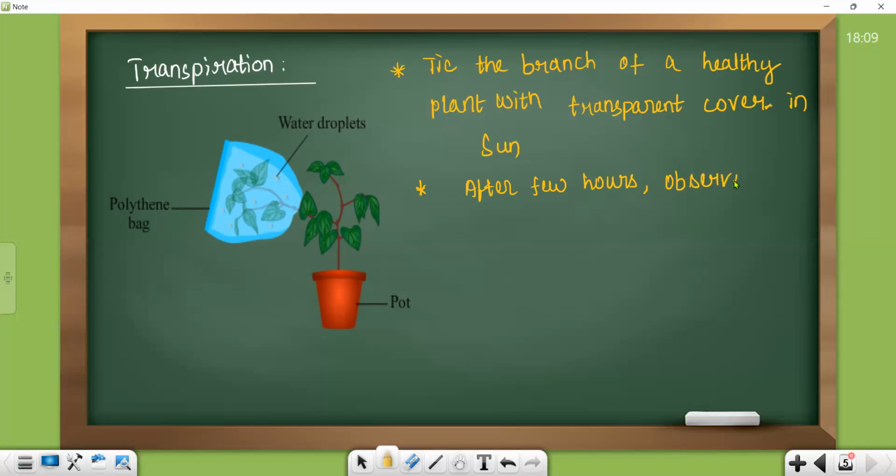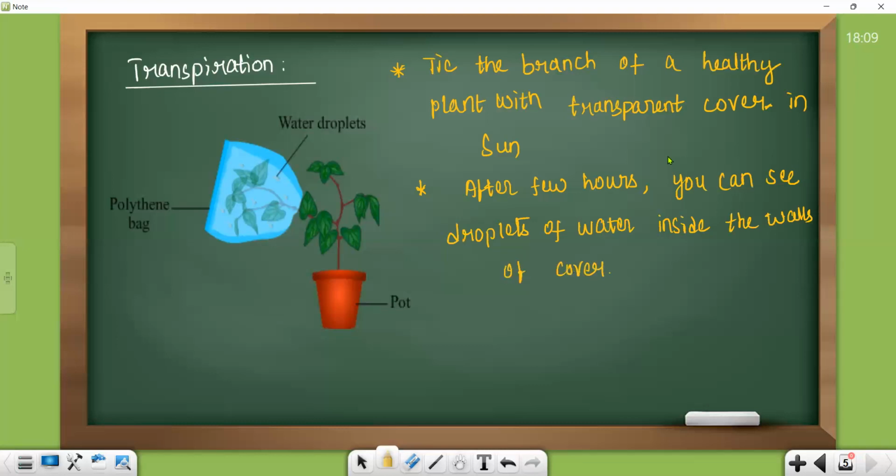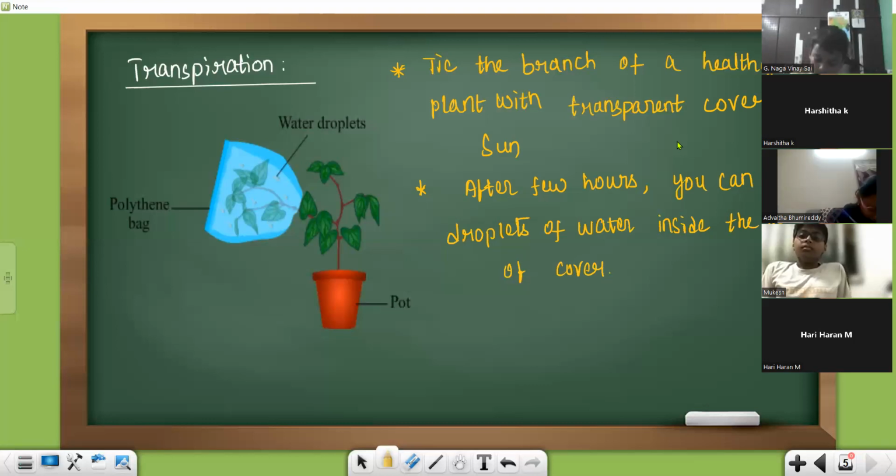observe the inner surface of the cover. After a few hours, you can see water droplets inside the walls of the cover, isn't it?